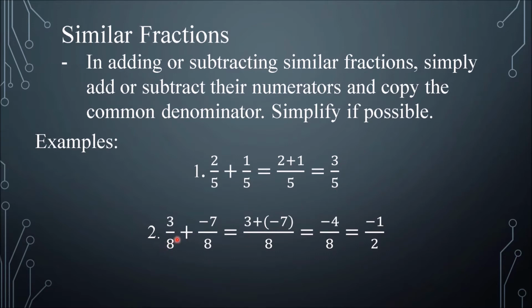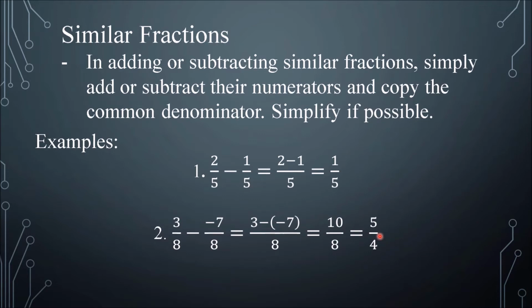Number 2. 3/8 plus negative 7/8. So we add the numerators, 3 plus negative 7, and copy the denominator, which is 8. So 3 plus negative 7 is equal to negative 4, and then 8 for the denominator. Now, since negative 4/8 is not yet simplified, we need to simplify that, and the answer should be negative 1/2.